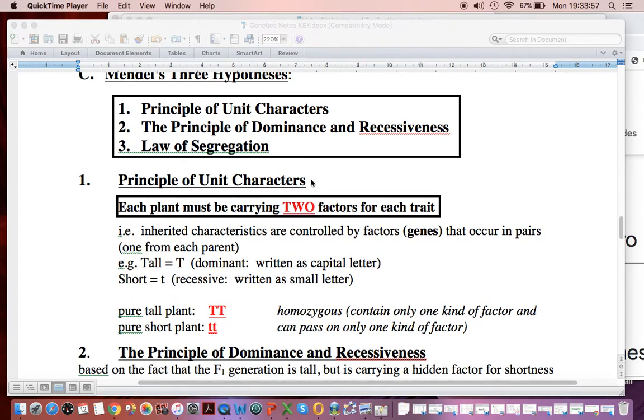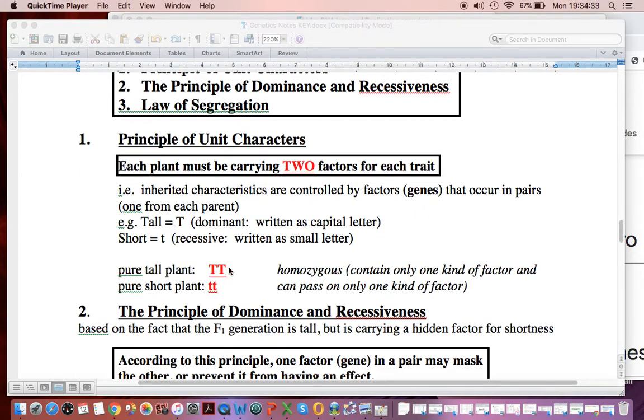So the principle of unit characters was the idea that each plant must be carrying 2 factors for each trait. Now we call those factors genes. And that means a gene came from each parent, so the male part and the female both contributed. And we like to represent these with letters. So if you have a dominant gene, it's given a capital letter, so tall would be a big T. And if you have a recessive trait, short is a little t. So we use the letter for the dominant trait, but we make it lowercase for the recessive trait.